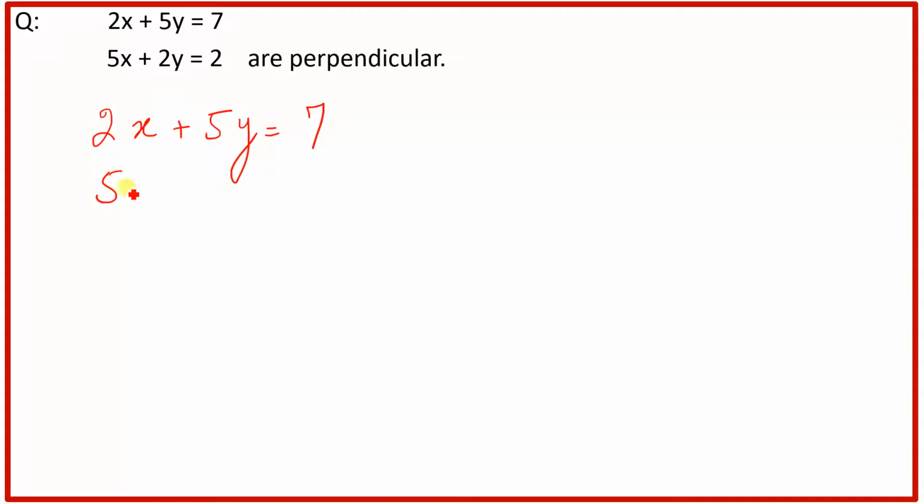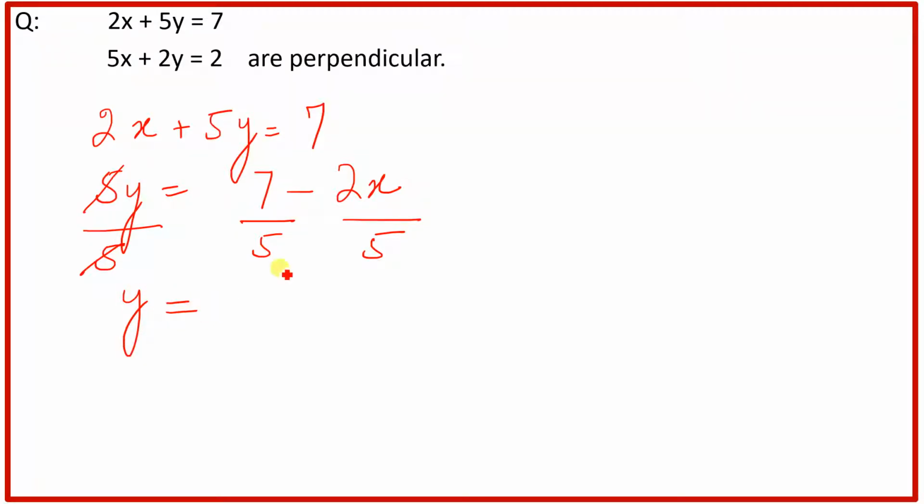As I have told you, we have to solve for y: 5y equals 7 minus 2x. We want only y here, so we have to divide each and every term by 5. So y is equal to, or if you want, you can bring -2x first, this first term, and then there is no sign, which means positive. So y is equal to -2x divided by 5 plus 7 over 5.